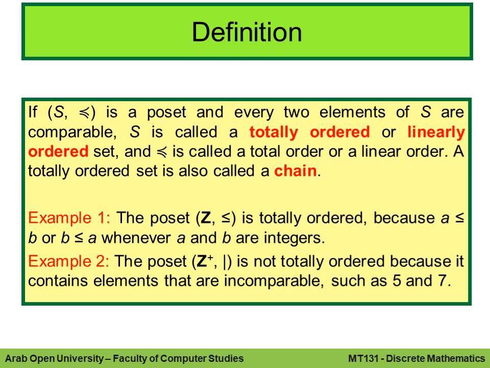But Z plus with division is not a total order because we have already given an example, 5 and 7. These are not comparable. For a total order, every two elements must be comparable. For Z plus with divide, there are at least two elements that are not comparable, 5 and 7, so this is not a total order.